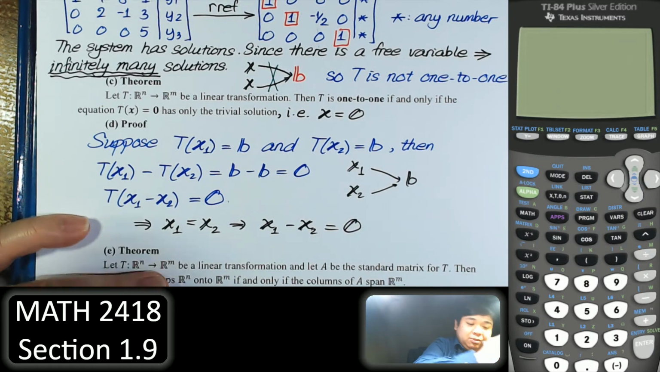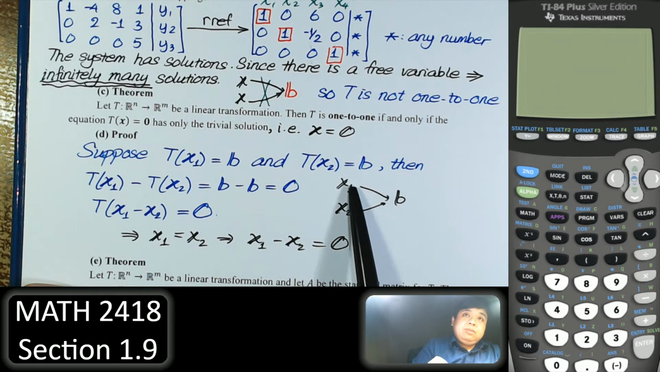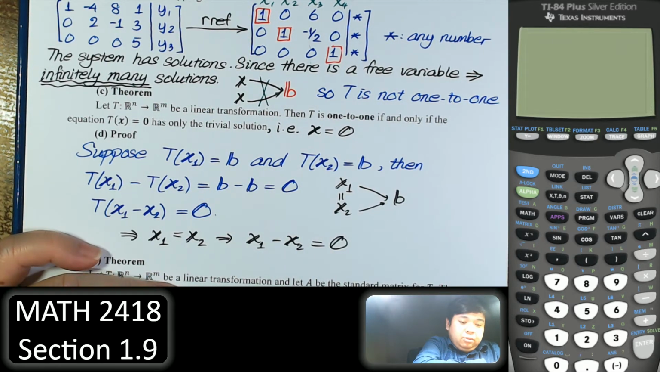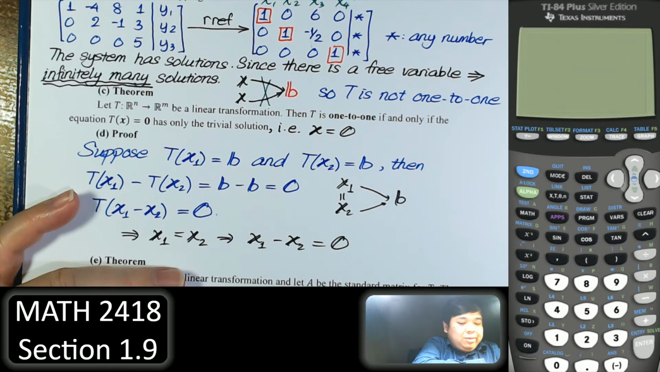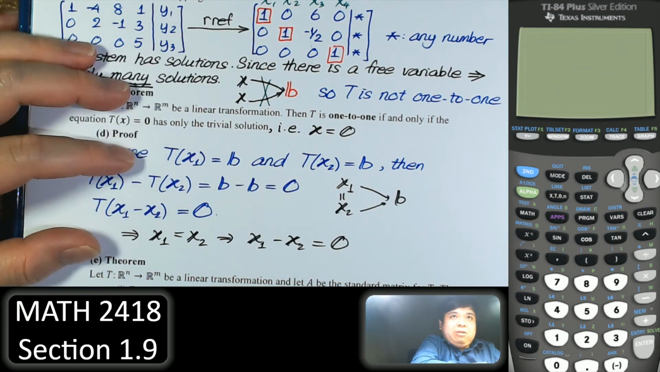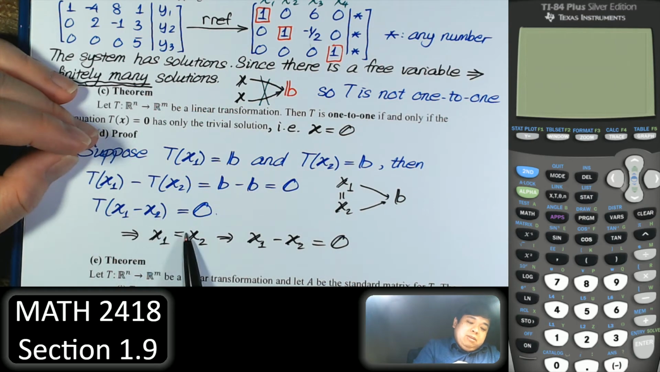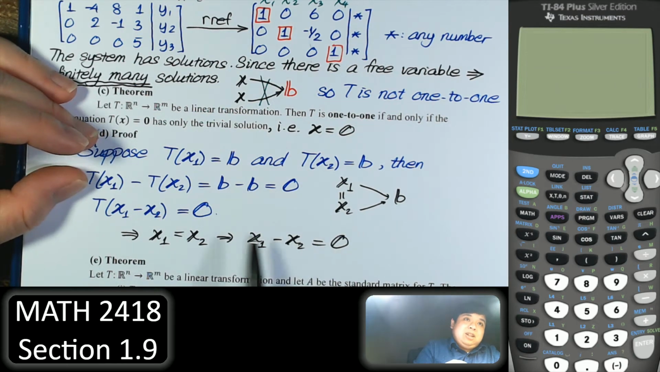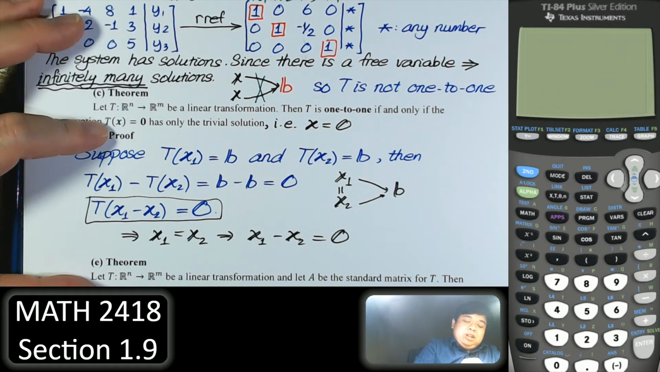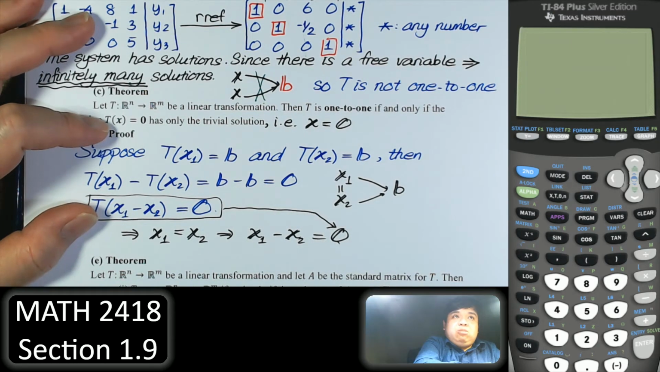So now, if T is 1 to 1, then x1 has to be equal to x2. In that case, it's perfectly fine, right? Of course, the same point will point to B. They cannot be different. Now, if they're the same, the difference will be equal to the 0 vector. So from this, the homogeneous equation gives us only the trivial solution.